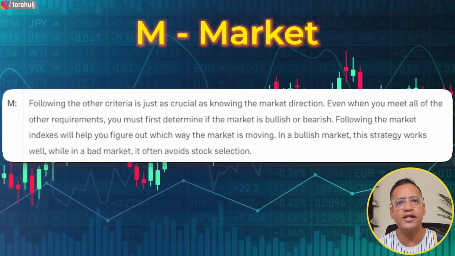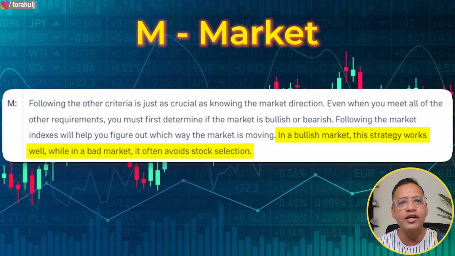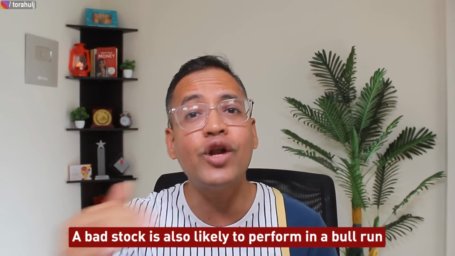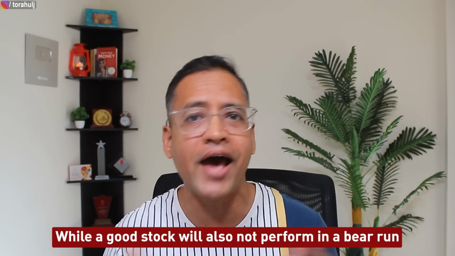Here what William said is that this approach of picking high growth stocks is only going to work out if you see that the market is showing uptrends, right? If the market is in a bull run, then yes, this approach is going to work out. If the market is not in a bull run, then this approach is not going to work out. Why did he say that? Because in my view also, I agree with that statement that a bad stock is also likely to perform in a bull run, while a good stock will also not perform in a bear run, right? So this is a very commonsensical logic that we need to follow.